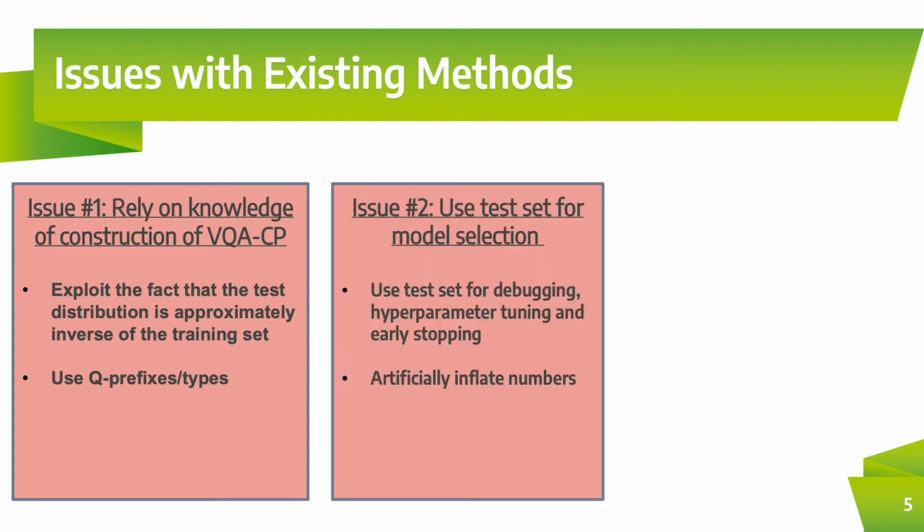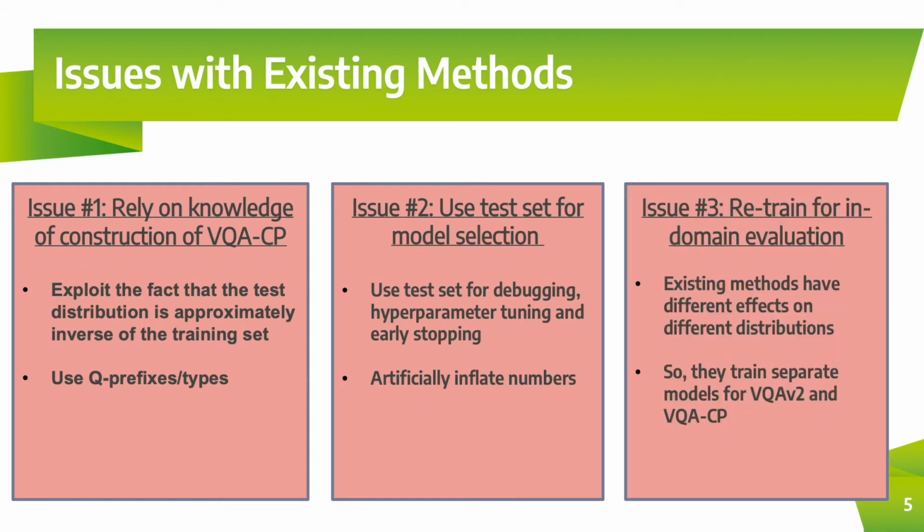sources of bias. The second related issue is that since the VQA-CP dataset does not have a standardized validation split, many methods might be using the test set for model selection, either directly or indirectly. This allows finding hyperparameters that are uniquely suited for maximizing performance on VQA-CP.